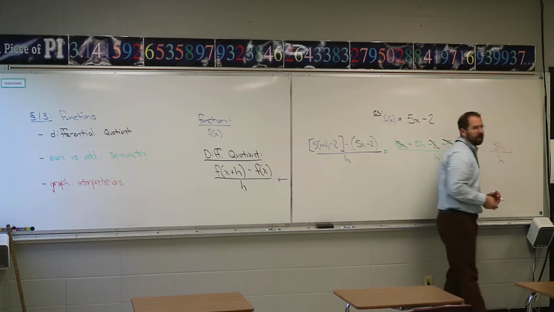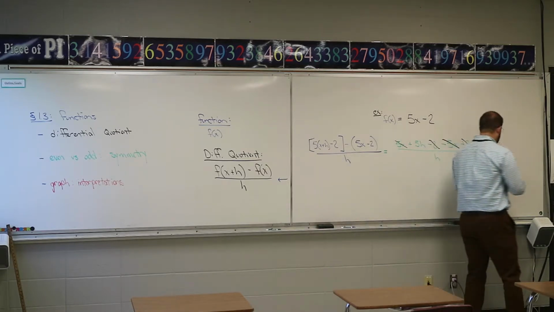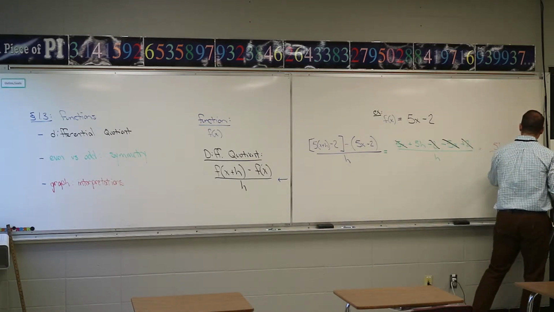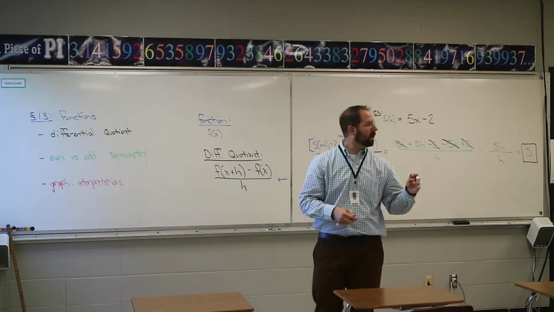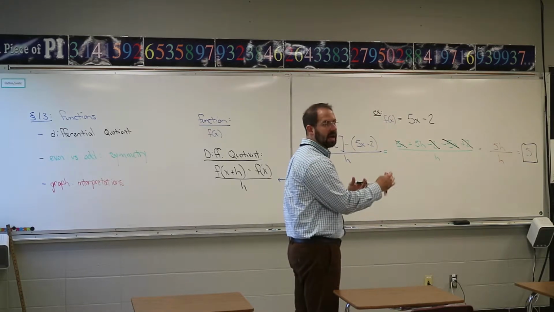Well, what do you get when you divide that? 5. And that's your answer, right? So your answer is 5. And this represents the slope of that object. It's the slope at any time period. Well, this one just happens to be a number, right? It's a constant. It's a 5.